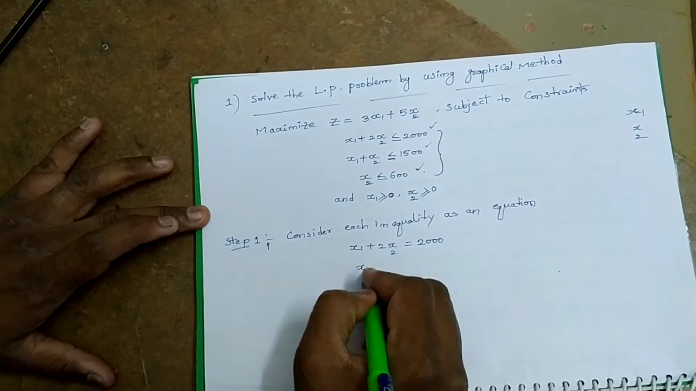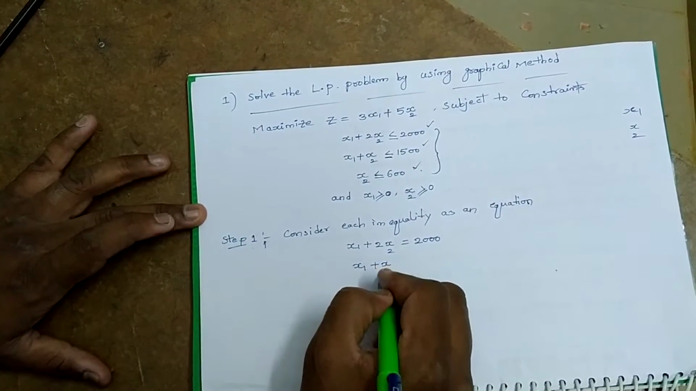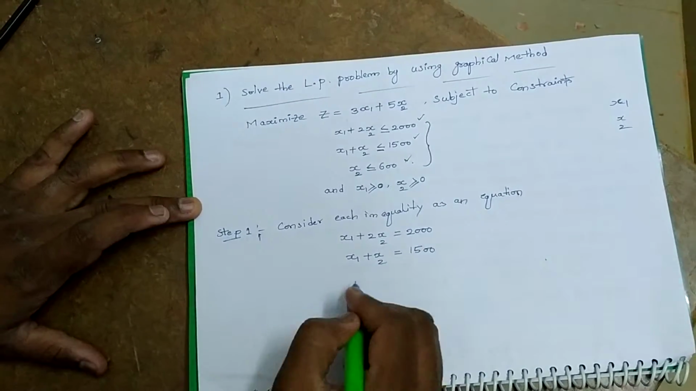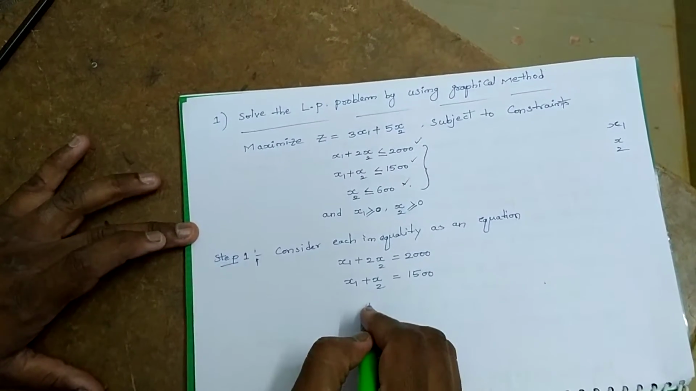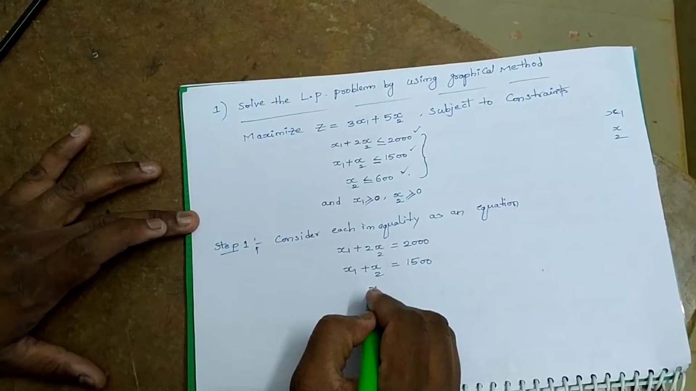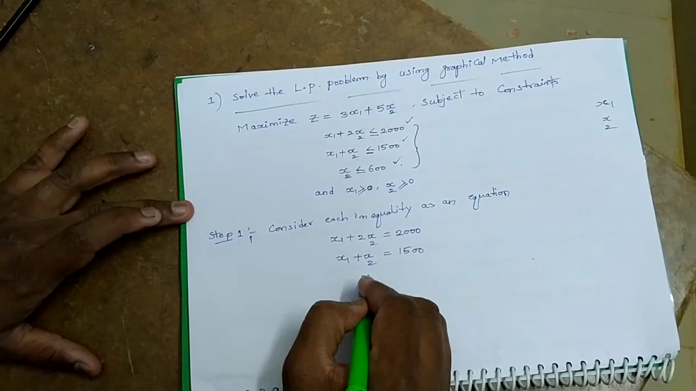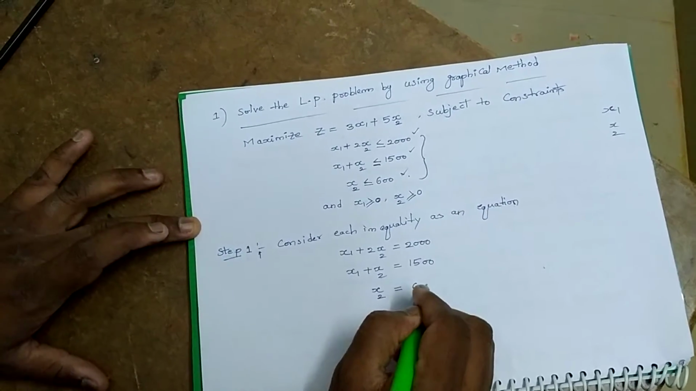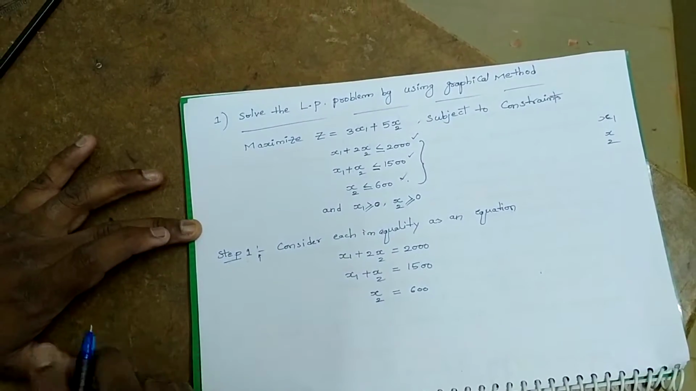Second constraint is x1 plus x2 is equal to 1500. And third constraint is x2 is less than or equal to 600. To convert that inequality into an equation, we can put equality: x2 equals 600. Okay, first step is over.